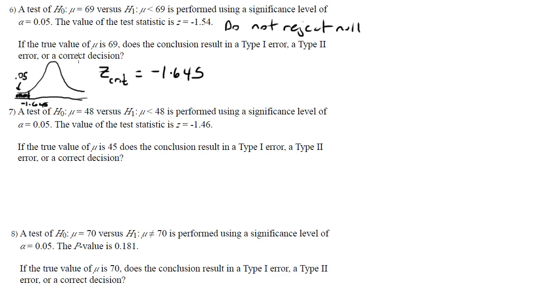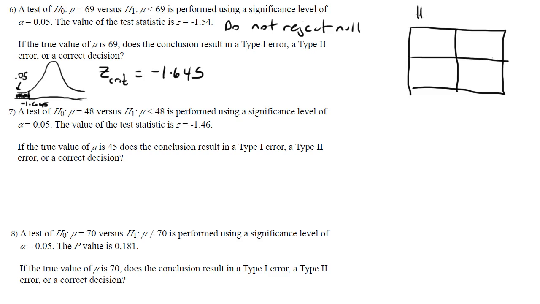Now, we get some more information. The true value of the mean is actually 69. Now, did we make the right decision, or did we make a type 1 error or a type 2 error? Okay, simple little table here I'm going to make. 2 columns, 2 rows. So the first, H0 is true. The null hypothesis is true, or the null hypothesis is false. And then here we reject H sub 0. Do not reject H sub 0.